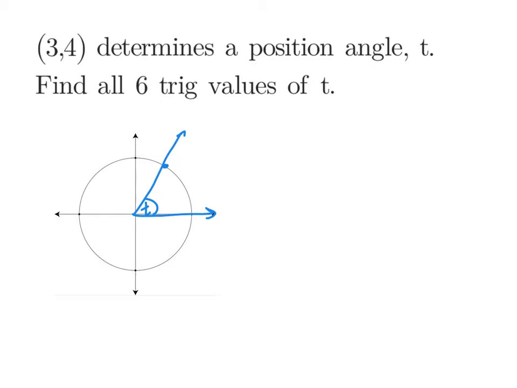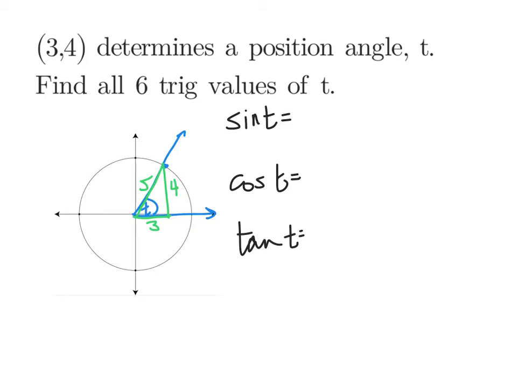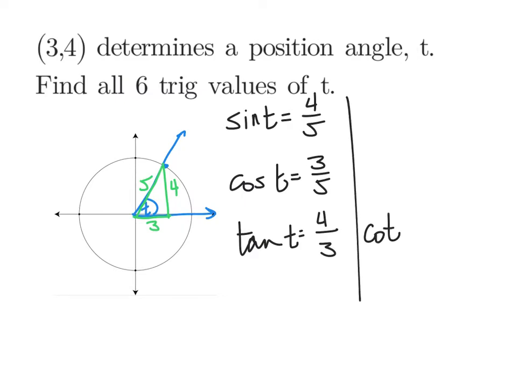Then, just like before, we're going to draw this triangle to give us a reference. We know that the base is 3 and the height is 4 from the ordered pair that we're given. We could do Pythagorean Theorem or just recognize that it's a Pythagorean triple. This is the old 3, 4, 5. And now we've got everything we need to find our 6 trig values. Sine is going to be opposite over the hypotenuse. Cosine is adjacent over the hypotenuse. And tangent is opposite over adjacent. Then our cofunctions, cotangent is the reciprocal, so 3/4.